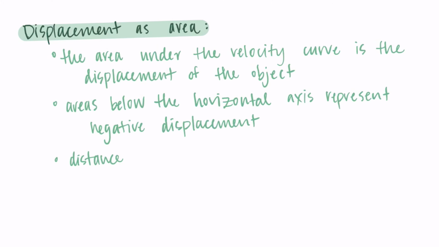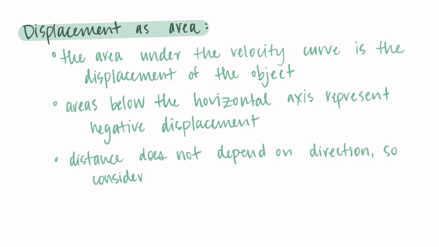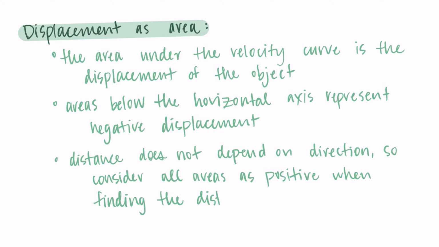Then, if the problem is asking you for something to do with distance, just remember that distance doesn't depend on direction. It just wants to know the total amount of distance covered. So you should consider all areas as positive if you are asked to find the distance. That's because we just want to know the total amount that it travels over a period of time, rather than the difference between its starting and ending point.